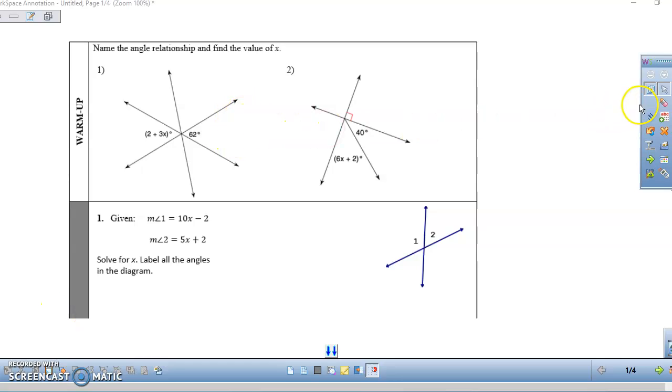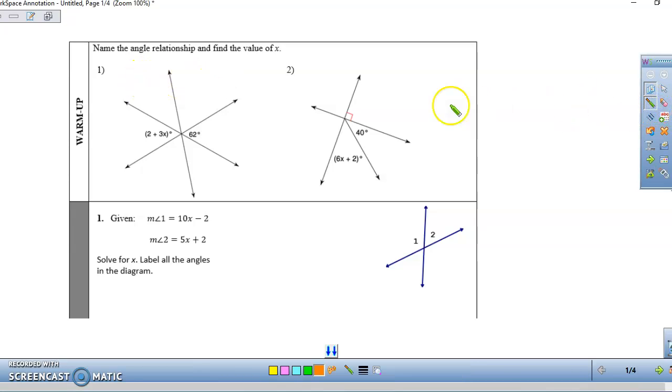Hi again. So we are going to take this to a new level here. We're going to make this a little bit harder. So first of all, name the angle relationship and find the value of x. So angle relationship means, are they vertical angles? Are they a linear pair? Are they complementary? So you want to use that vocabulary to figure out the angle relationship.